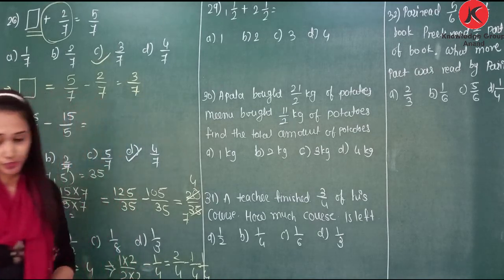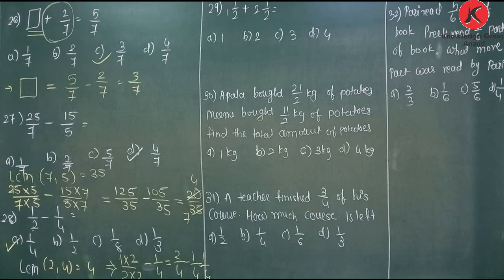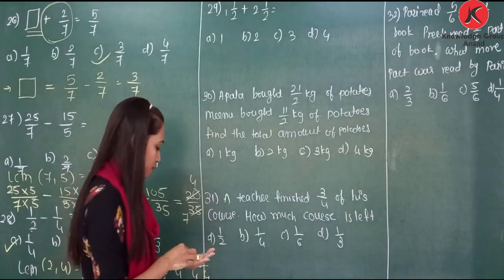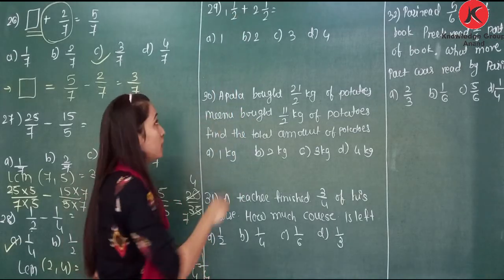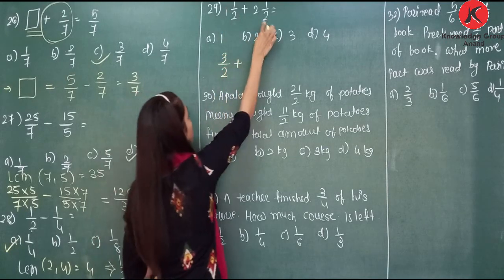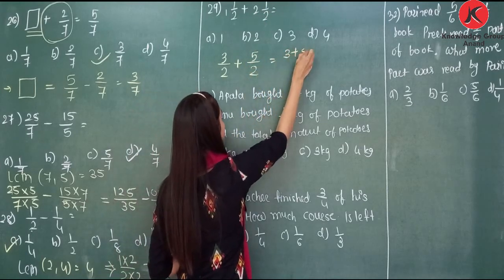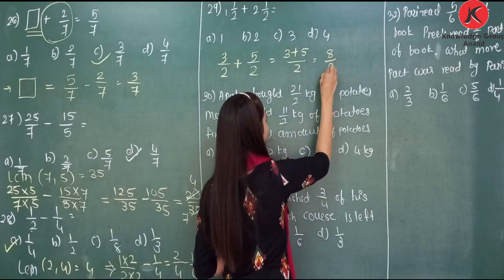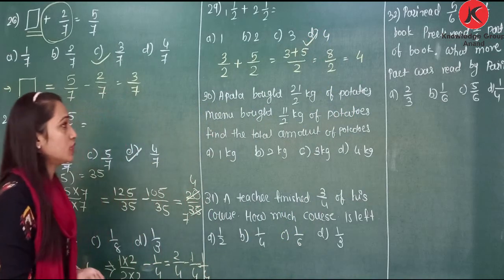Now next one, 1 by 2 plus 2 1 by 2. So here, convert the mixed fraction into an improper fraction. 2 1s are 2 plus 1, 3 by 2, plus 2 2s are 4 plus 1, 5 by 2. Now 3 plus 5 by 2, because the denominator is the same, so it is 8 by 2, so that is 4. So the answer is 4. Okay.